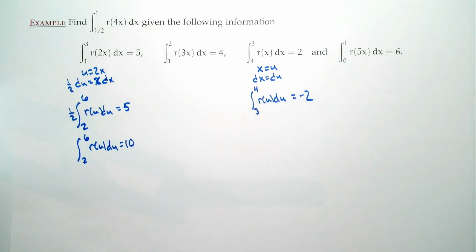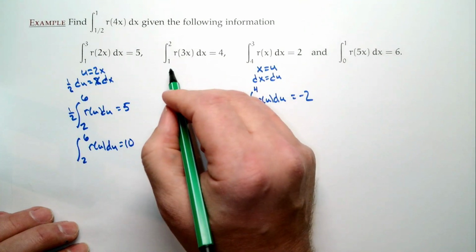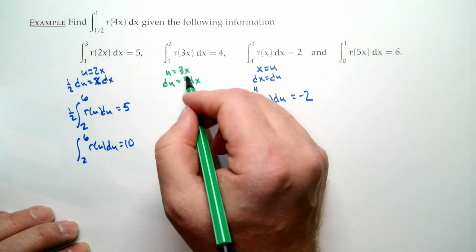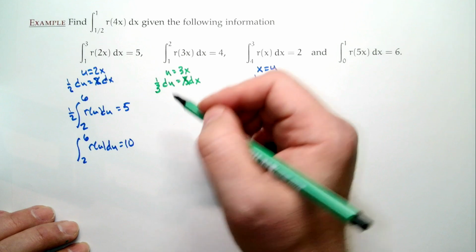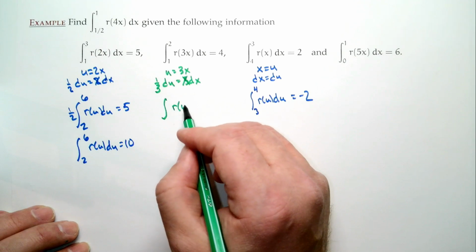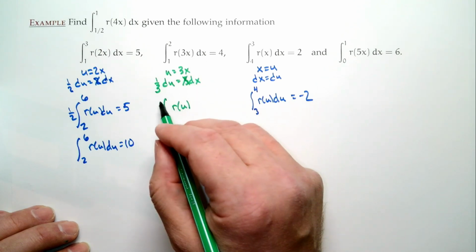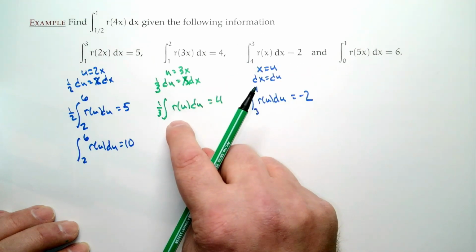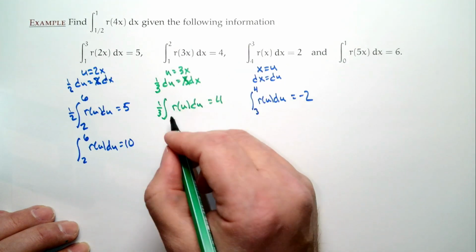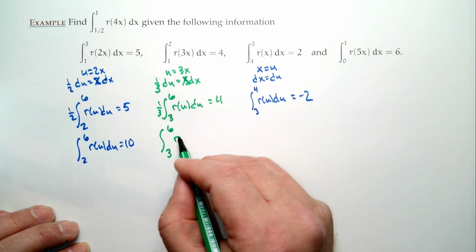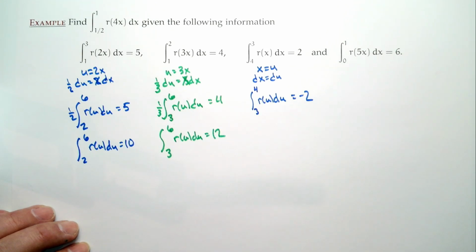Okay, well that's feeling a little bit better. Let's do some more here. Switch color so we don't get too confused. u equals 3x. du is 3 dx. Again, I'll divide by the 3. So we get the following. This is the integral, so we'll have r of u, then the dx becomes a 1/3 du. What will our new bounds be? 3 to 6. So we get that the integral from 3 to 6 of r of u du is 12.